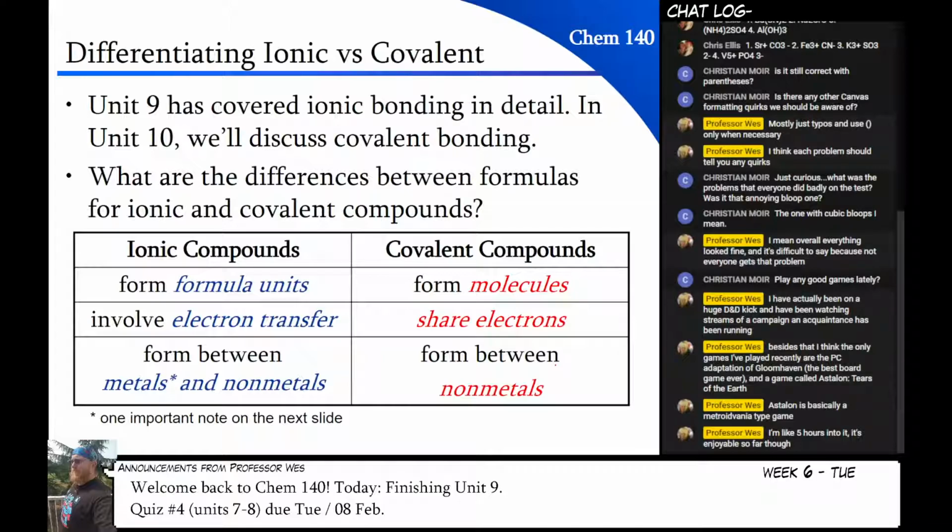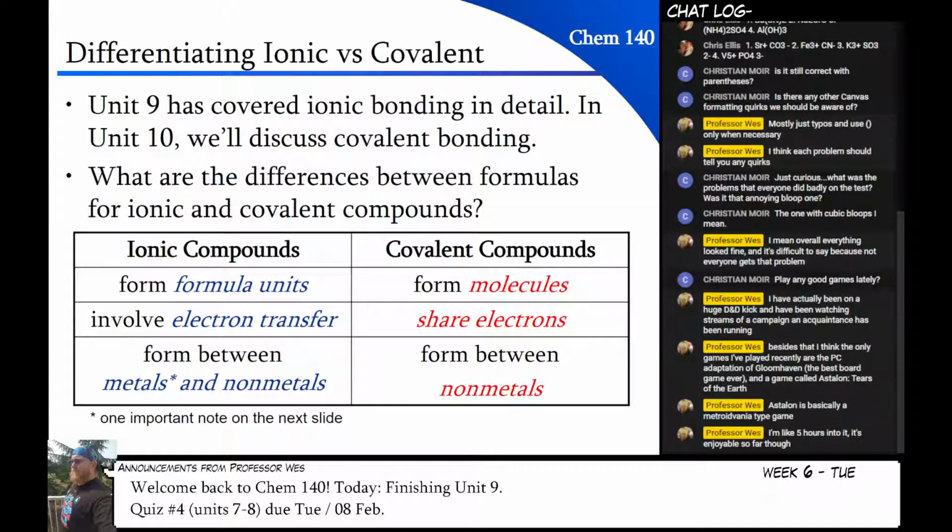Covalent compounds do virtually what I would call the opposite of these things, although opposite may be the wrong word in some cases. For instance, molecules are individual discrete entities, whereas formula units are just parts of a giant lattice. Covalent compounds share electrons, which means that they aren't transferred. There's no charges in covalent compounds. And then finally, only nonmetals are involved in covalent compounds.